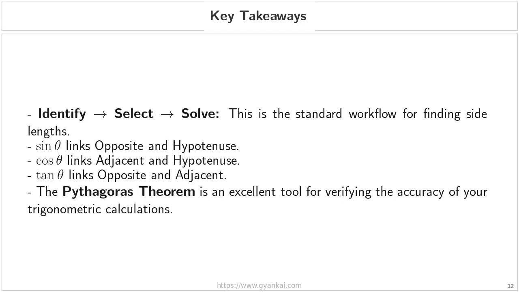Lastly, don't forget that the Pythagoras Theorem is your best friend for checking your work. As we saw in our first worked example, once you have calculated your side lengths, you can plug them into the formula where opposite squared plus adjacent squared equals hypotenuse squared. If both sides of your equation balance out, you can be confident that your trigonometric calculations are accurate. Keep practicing these steps, and you'll master these applications in no time.